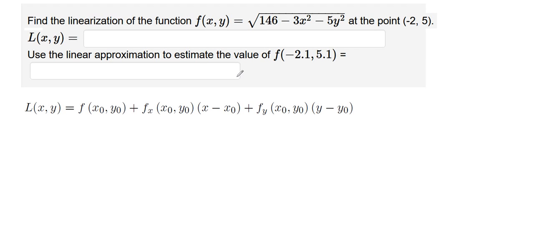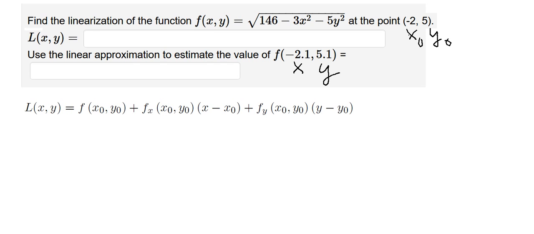Here we want to find the linearization of a function. This looks like if you squared both sides there, you would maybe get an ellipsoid. We're doing that at the point -2, 5, and then we want to approximate a function value here. So here's our equation for linearization, or the tangent line, and our x0, y0 right here, and then x and y here.